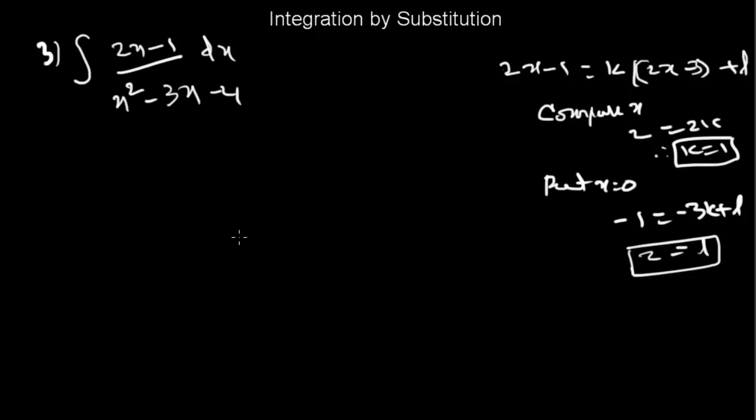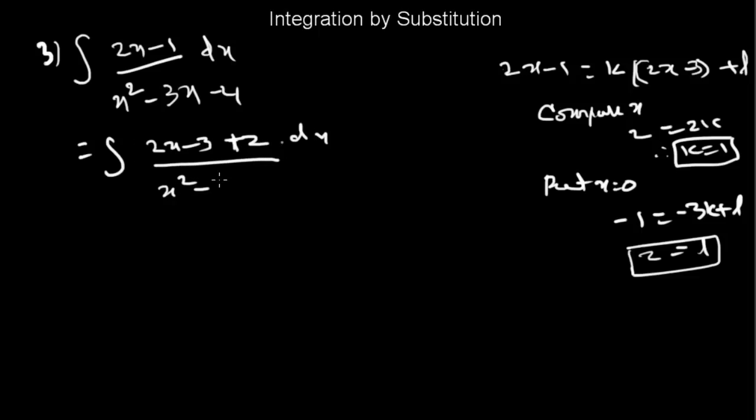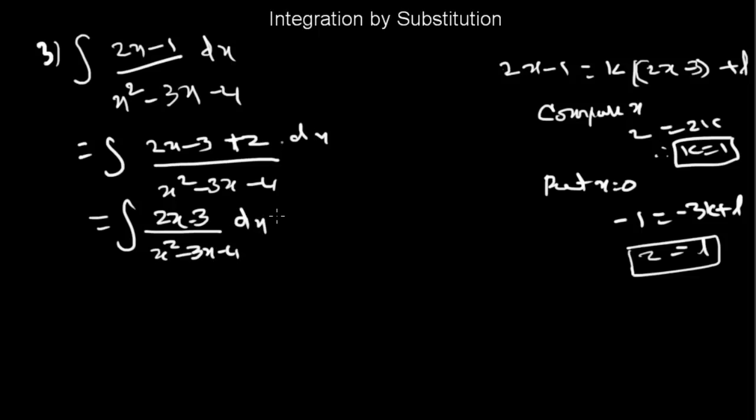Instead of doing all these things, we can directly also do it. In the integral, 2x minus 1 we want. So 2x minus 3, because 2x minus 3 you have written, we have to add 2 so that it becomes 2x minus 1. Directly you can do it. Otherwise, k is equal to 1 and L is equal to 2, divided by x squared minus 3x minus 4. So term by term you divide: 2x minus 3 by x squared minus 3x minus 4 into dx.